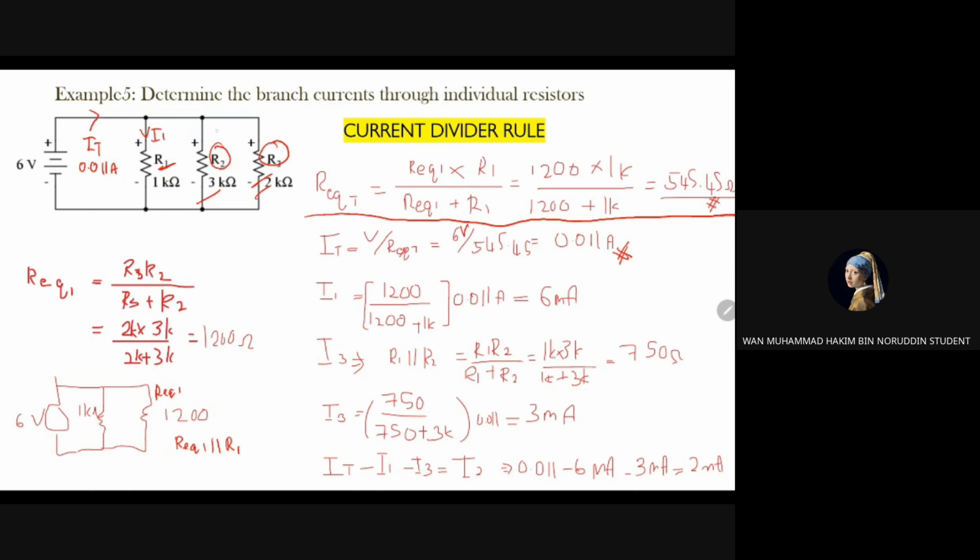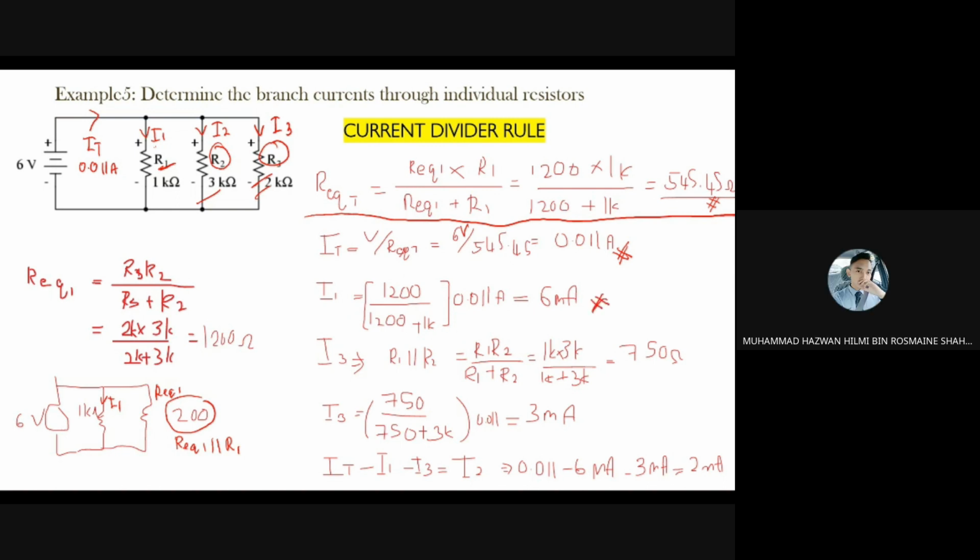So you got I1, I2, I3. For I1, so in order to get I1, you use R equivalent total over R equivalent total plus 1 kilo ohm, which is R1, times 0.011 ampere, which is I total. R equivalent over R equivalent plus R1 times I. So it equals 6 milliampere.